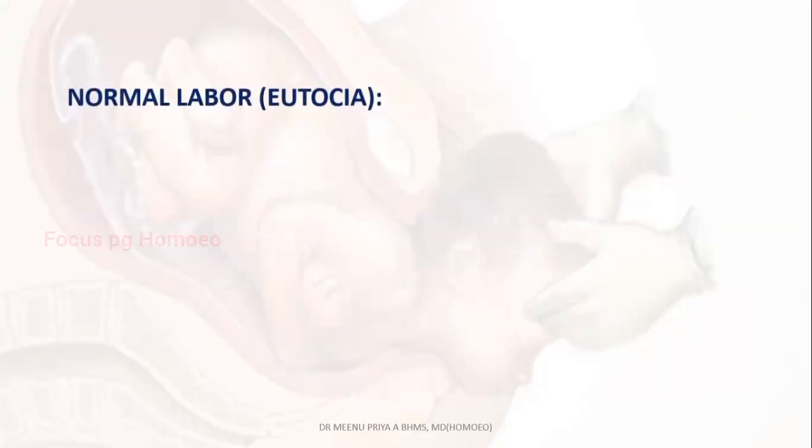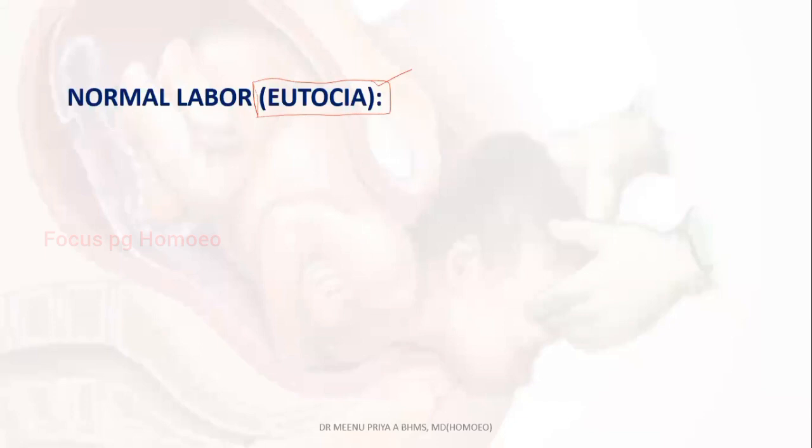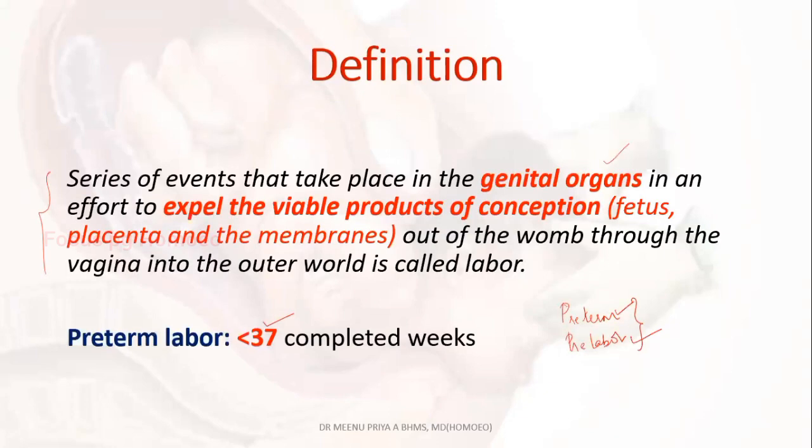Now, normal labor is also called eutocia. Eutocia. I always emphasize remembering the other name of any condition, any terminology. So the other name you should be remembering: normal labor is also called eutocia. We saw this is just the definition of labor, but for this definition to be applied as normal, what are the criteria?